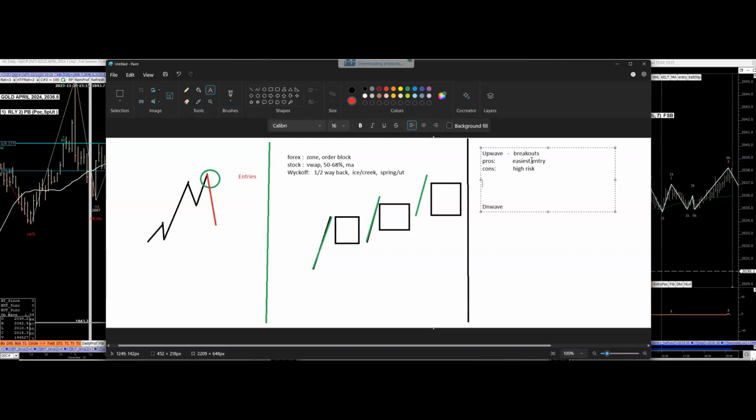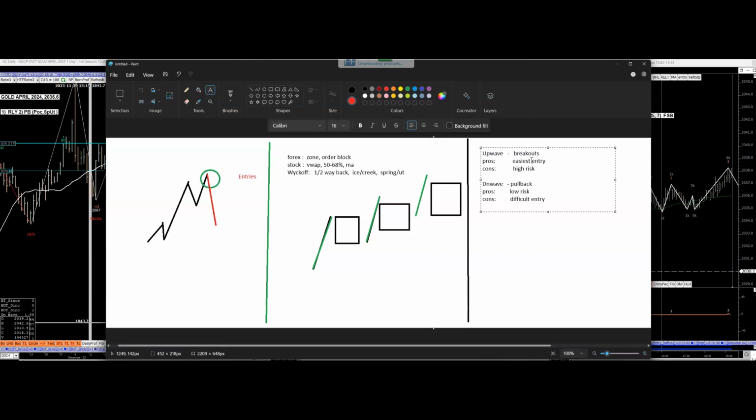All right. Now, if you're buying the down wave, this is buying the pullback. The pros, I'll go into in a minute. The con is it's a difficult entry. It requires much more skill. And the pro is low risk.